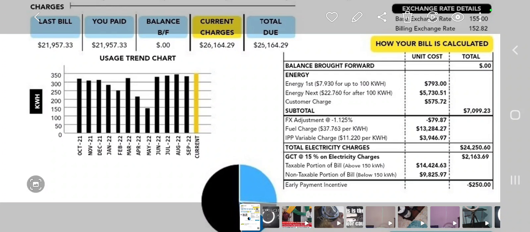Anyways, from there you'll have your unit cost for the first 100 kilowatt hours, and then your usage after that, which is 793, and then $5,730.51. And then you have the customer charge, which is like a service charge. Regardless of whether you have any usage, you will have to pay that customer charge every month. And you have a total there of $7,099.23.